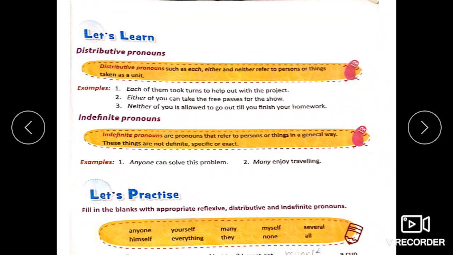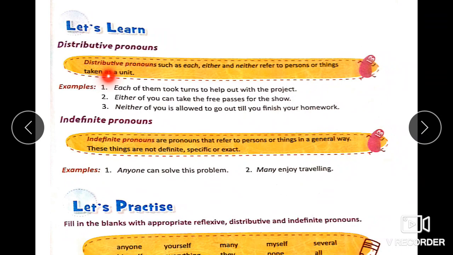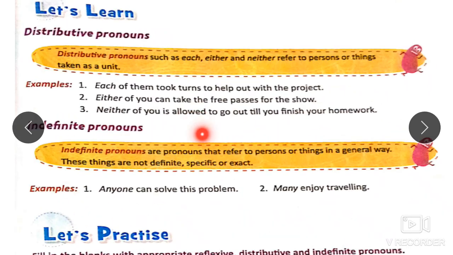Distributive pronouns are words such as each, either, and neither that refer to persons or things taken as a unit. Now, taken as a unit means when the noun to which the pronoun refers is one individual or a single thing. It does not stand for groups. Let us read the examples given here.